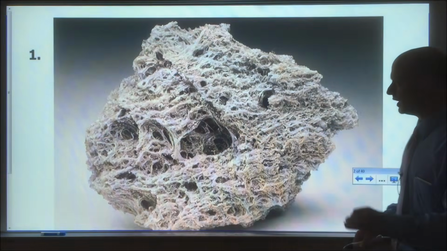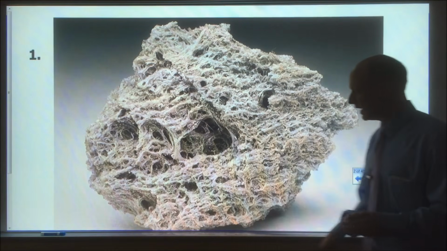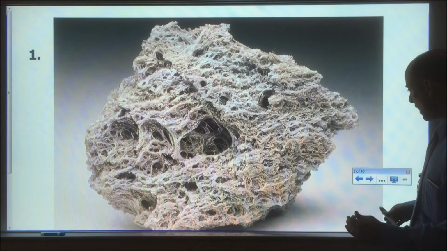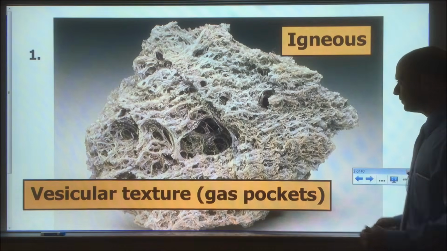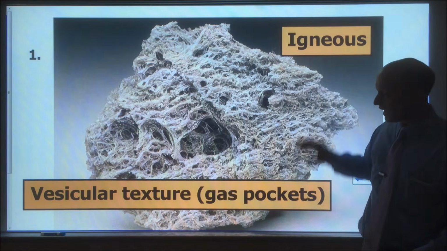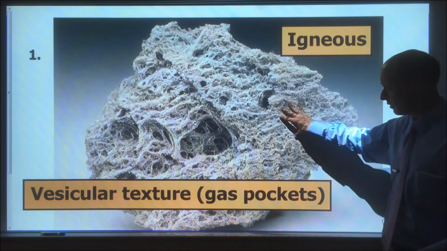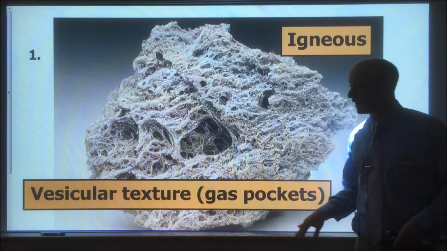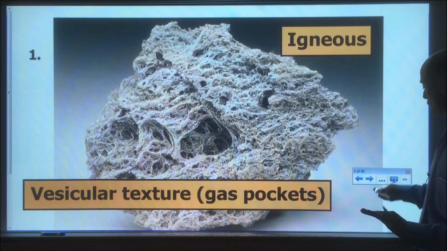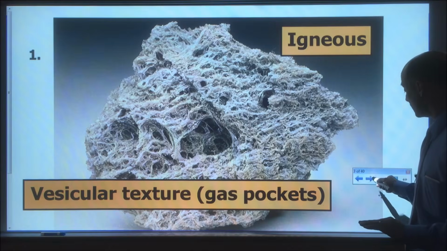Here we go. What kind of rock is this, and why did you choose that kind of rock? The answer is, it is an igneous rock. How do you know? It's the vesicular texture, all those little holes, or gas pockets. That's a good description as to why that is igneous.